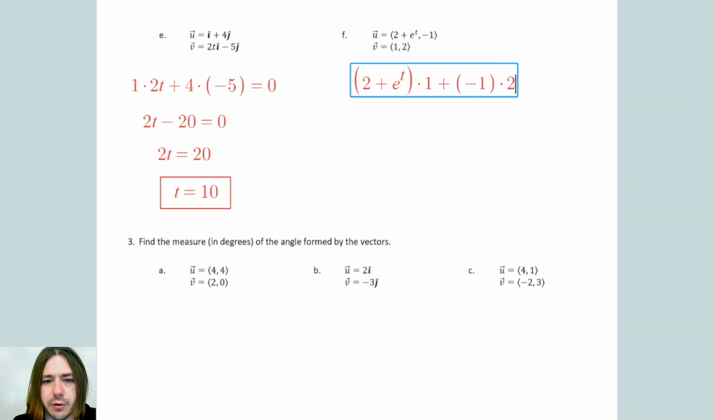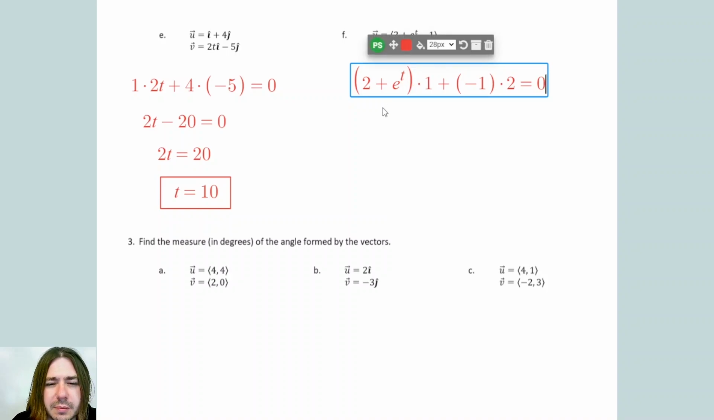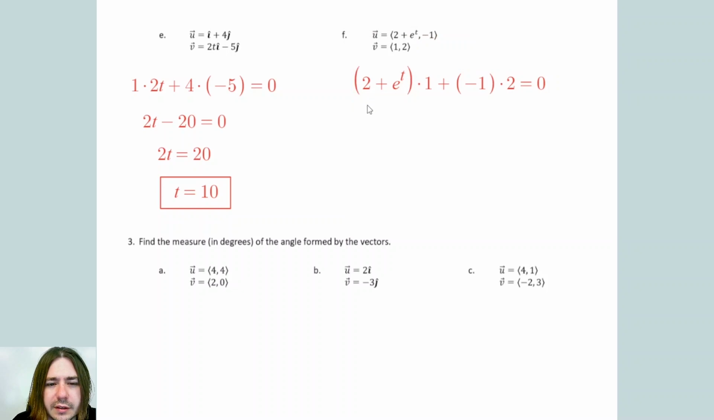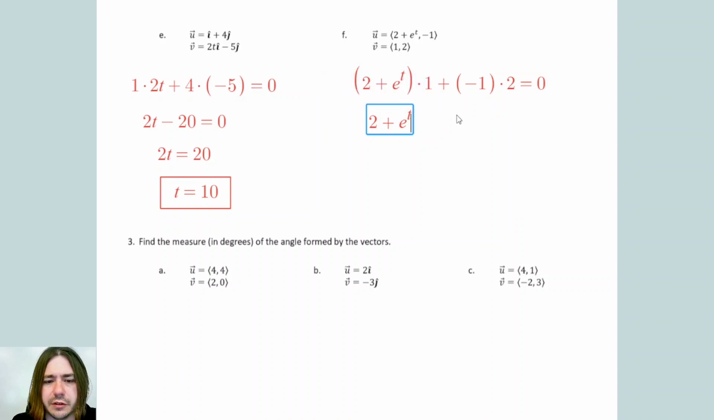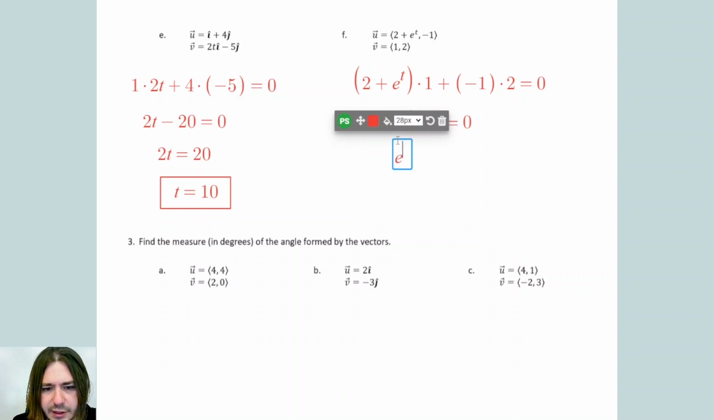And in order for these to be orthogonal, once again, the dot product must equal 0. So let's simplify this. If we're multiplying by 1, that doesn't really change anything. So we've got 2 plus e to the t. And then negative 1 times 2 is going to be negative 2. So 2 minus 2 is 0. So like this and this, we'll just cancel each other out. e to the t equals 0.